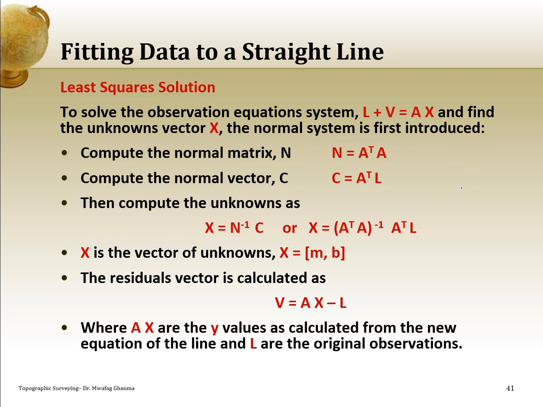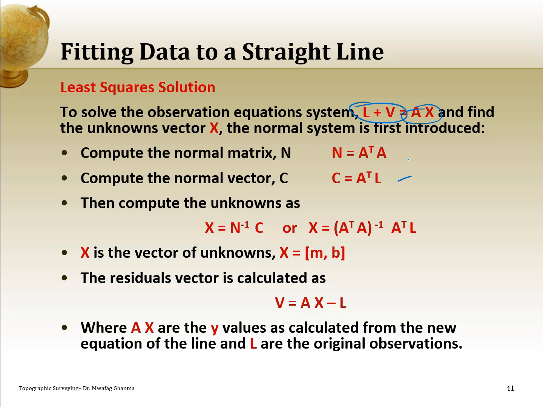Now, how do we solve using the least squares? Actually, the solution is straightforward. We do not go into the complications of deriving the solution. We will just apply it. Once you have L plus V equals AX, which we call the observation equation system, how do we start the solution of the least squares?